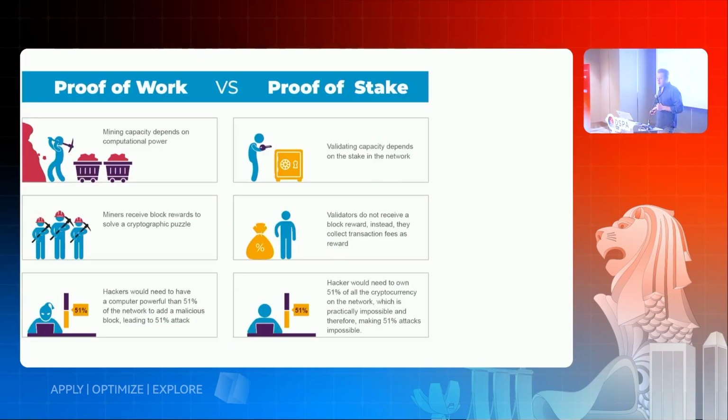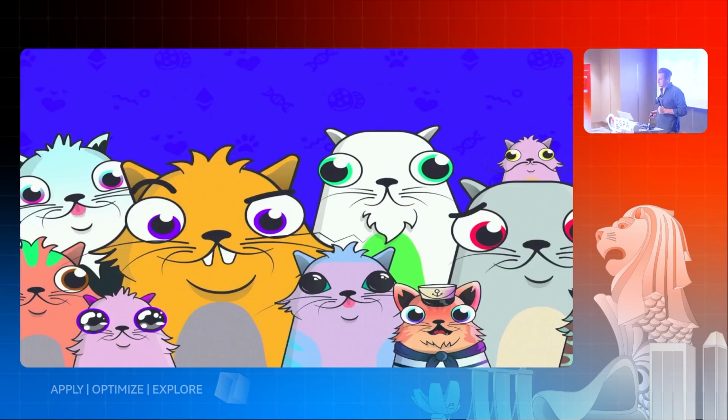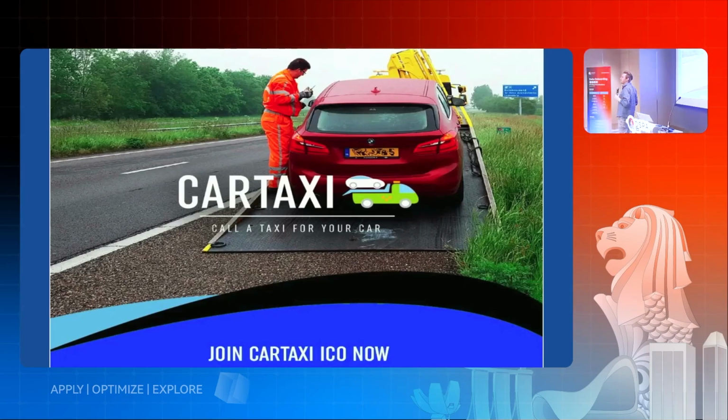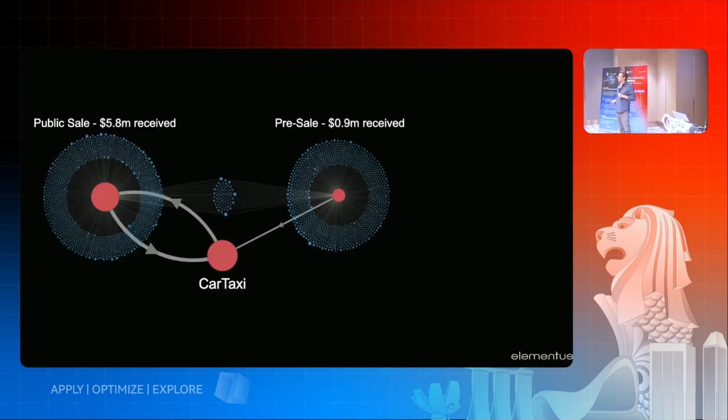Okay. You remember I told you about your wallet being open and transparent. And from that, you could get a lot of very, very cool forensics. This is one of my favorite examples. A company called Elementus put this together. This is an initial coin offering called Car Taxi that claimed to raise $7 million. But you could actually look at the data available to you on the blockchain.